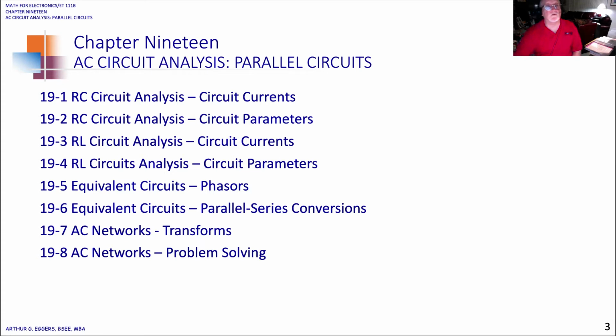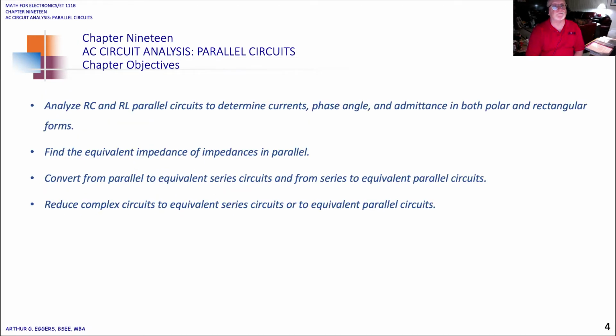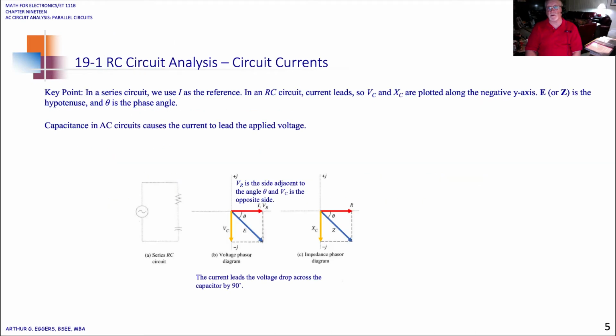AC analysis, parallel circuits. Last time we did series circuits. So, we're going to go back and look through everything as it relates to parallel circuits this time, doing the analysis, looking at the parameters, the equivalent circuits and phasors, something called transforms, and problem solving. The chapter objectives, much like the last chapter: doing the analysis of RC and RL parallel circuits, finding the equivalent impedance of impedances in parallel, converting from parallel to equivalent circuits, and then reducing complex circuits to equivalent series circuits or parallel circuits.